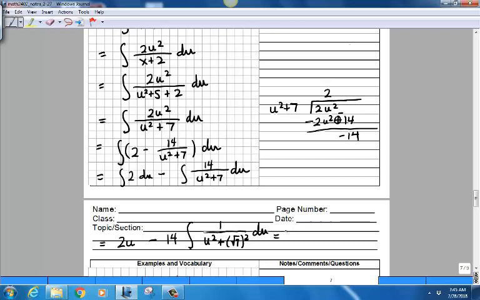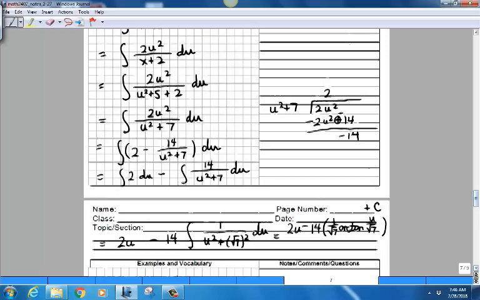All right, so let's see, what's our final answer here? Let me see if I can squeeze this in. So it's going to be 2 times u, right, minus, let's see, this would be 14 times 1 over square root of 7, because the a here is going to be square root of 7, and then arctangent of u divided by square root of 7. And don't forget here, we need to add on our constant at some point.